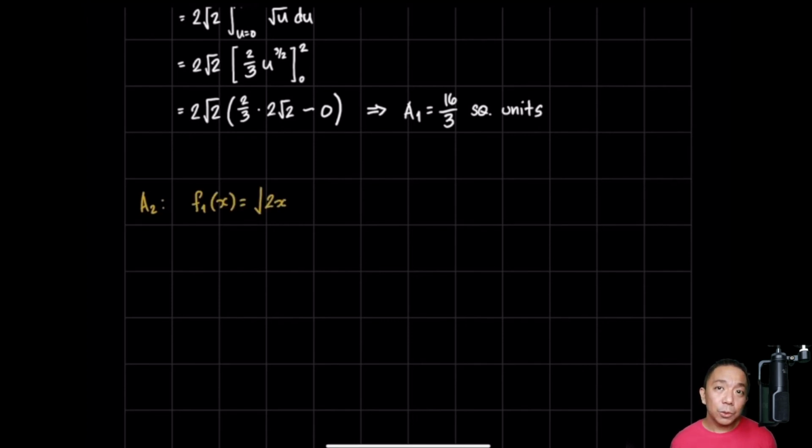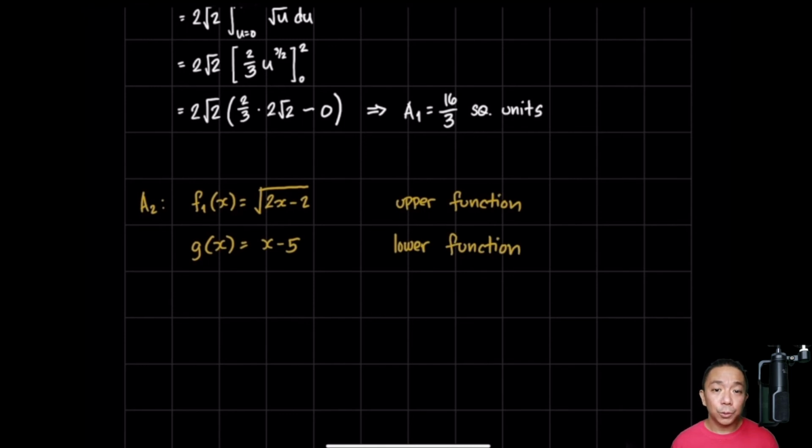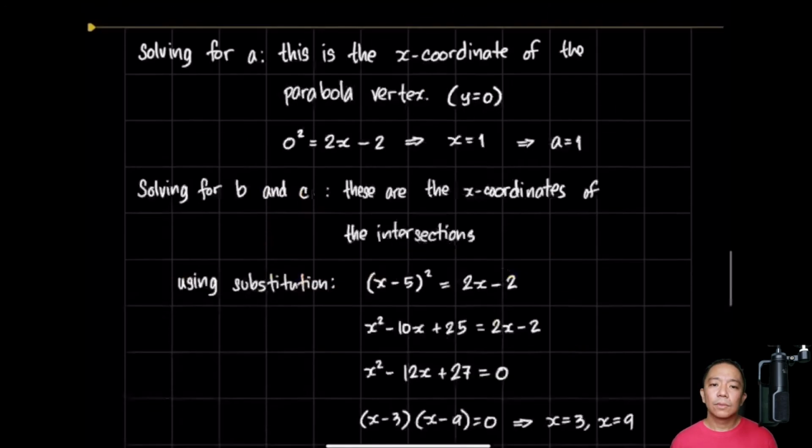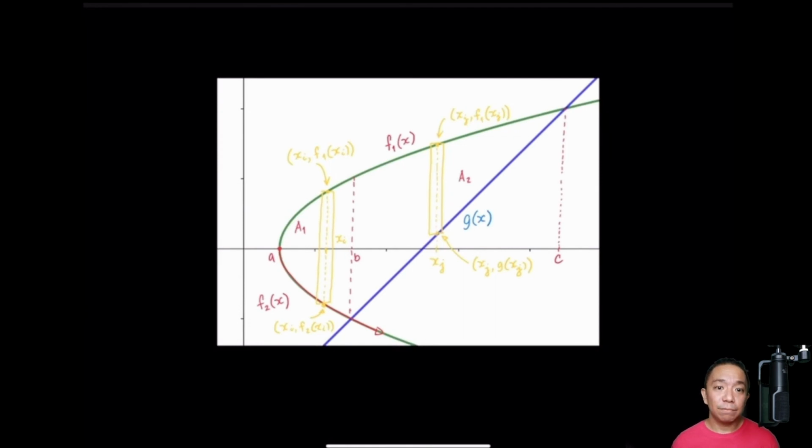For A sub 2, we'll also have to use the method of U substitution. But let's take note na ang upper function natin is yung upper parabola pa rin, si f sub 1, which is equal to square root of 2x minus 2. Pero yung lower function natin, yan na yung line, yung y equals x minus 5, which we're now calling g of x. So let's take a quick look ulit dun sa graph natin to verify. We're now looking at the second region. Upper function natin is f sub 1, lower function natin is g of x.